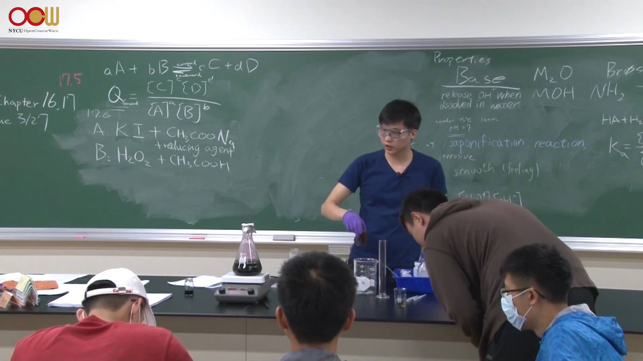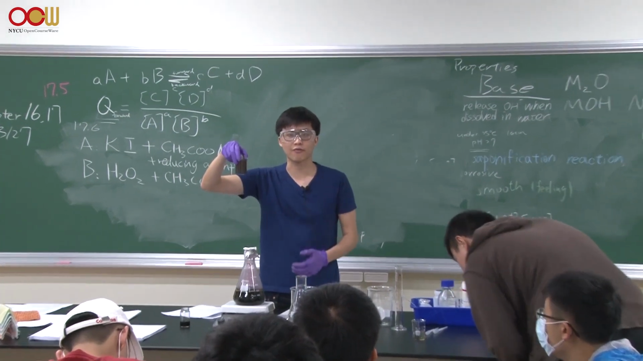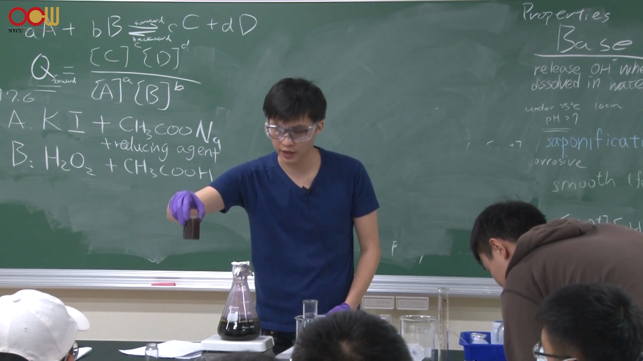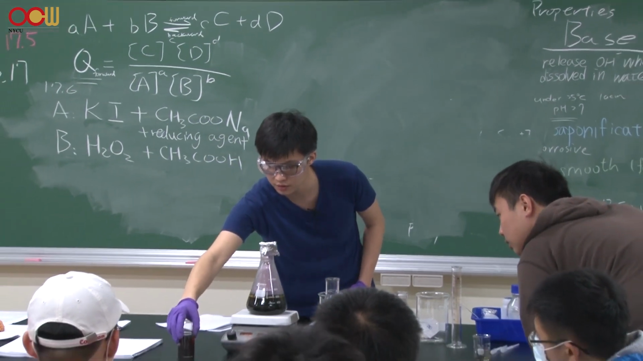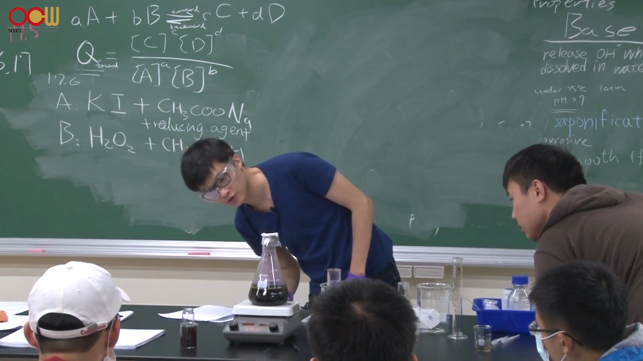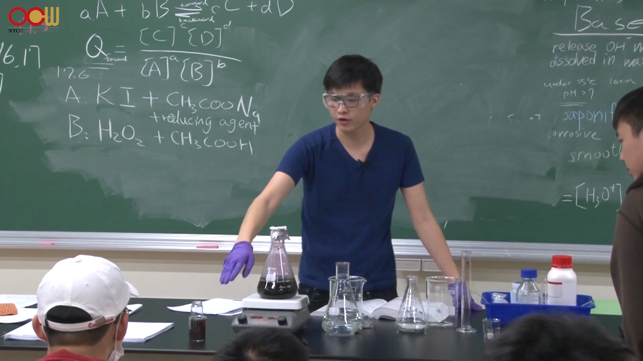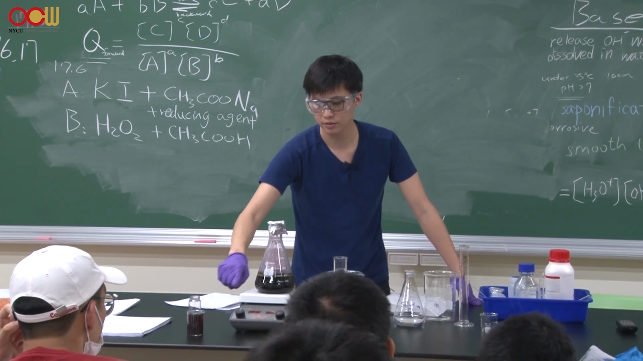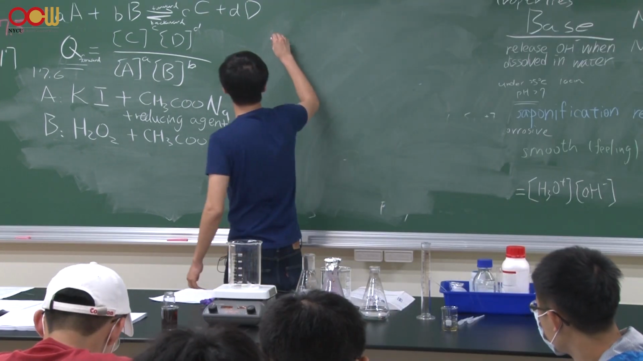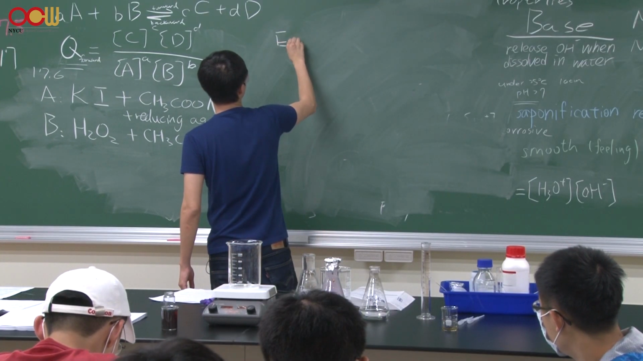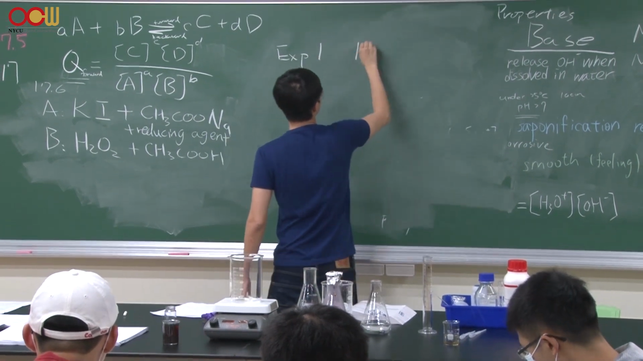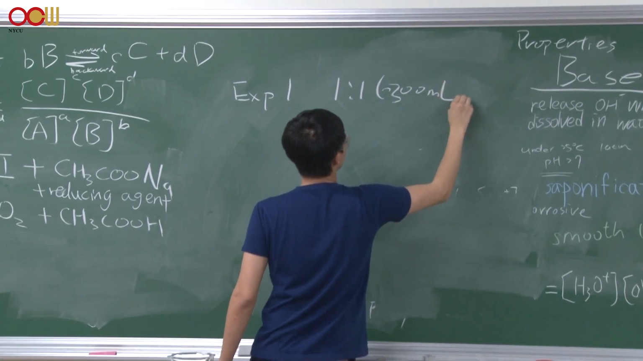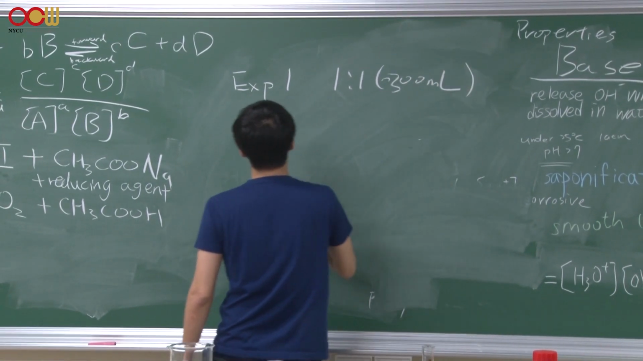And this is what this reaction will look like after an hour or two. This is what I did previously, and you can come observe the difference between these two reaction mixtures. So this is after a while, noticing the color difference. Initially, the first experiment that we did, it's 1-to-1, about 300 ml each of solution A and B.